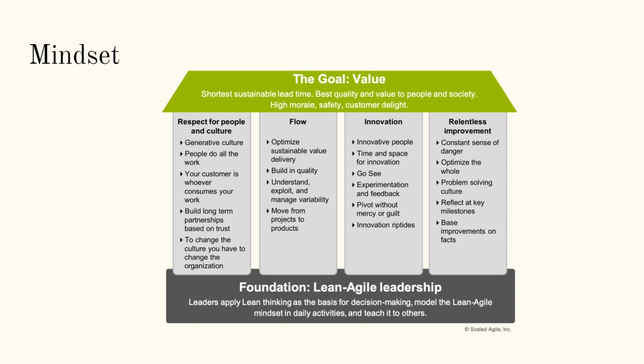And next is the mindset. The mindset is shown in this image as a house, the foundation being lean agile leadership. This is where the leaders are applying these lean thinking habits to their daily activities. And you can see the pillars are respect for people and culture, flow, innovation, relentless improvement. And then the roof of this all is value. This is how can we get the most value out to the customer in the shortest time frame.